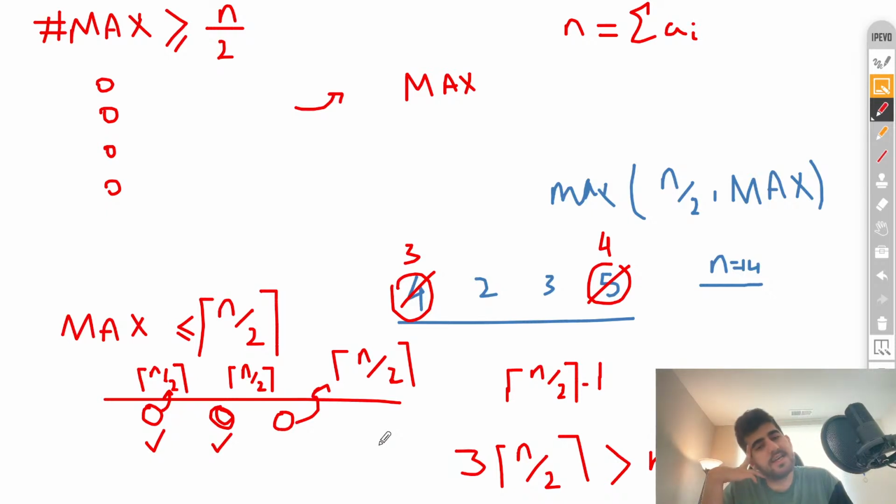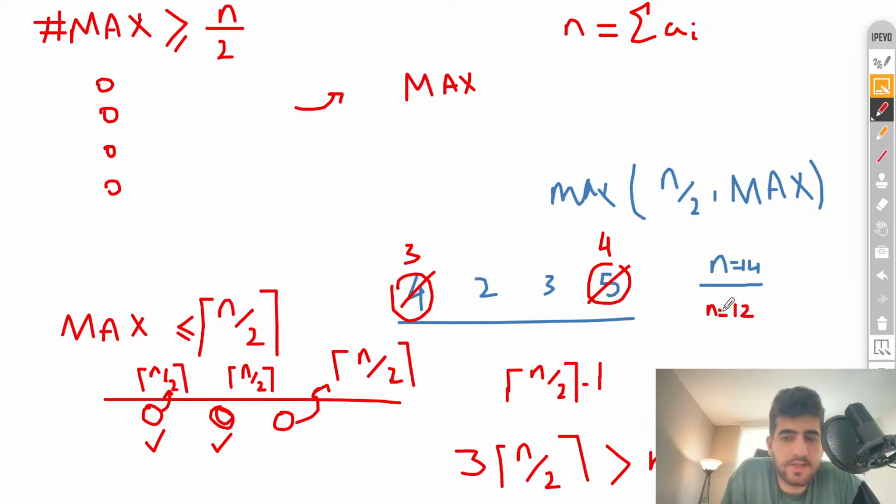So I'm saying that when you choose two maximums and you remove them, your new n is going to be 12, so your new n half is going to be 6. I want to show that no number will be greater than 6. Why? Because I know that these two numbers were not greater than 7 and now they are subtracted by 1, so they are not greater than 6. And I know that the third maximum is not greater than 6 as well.